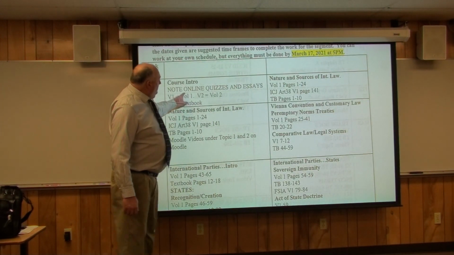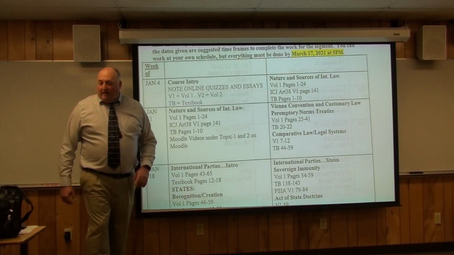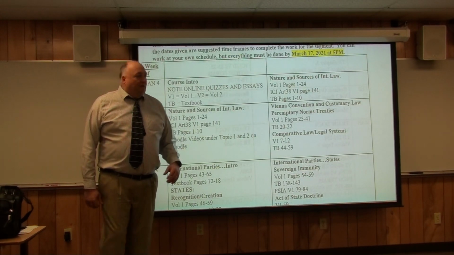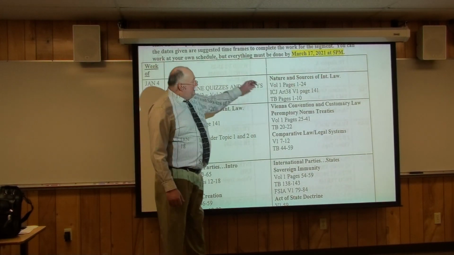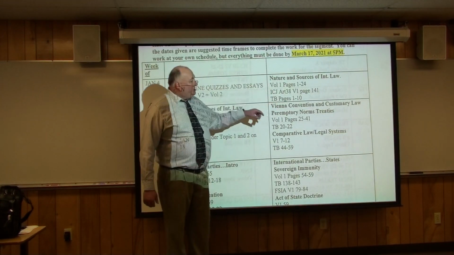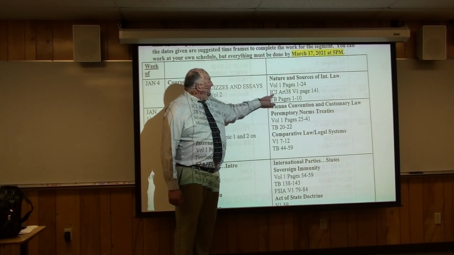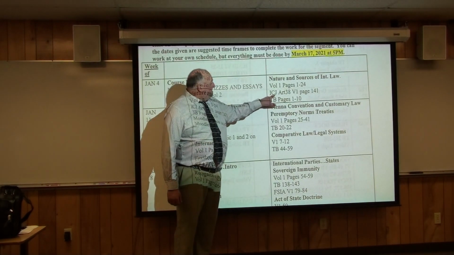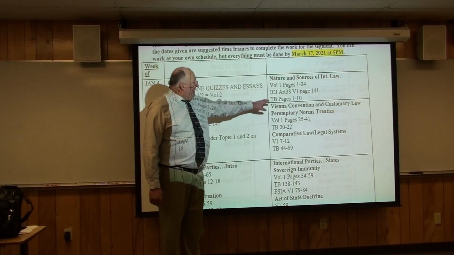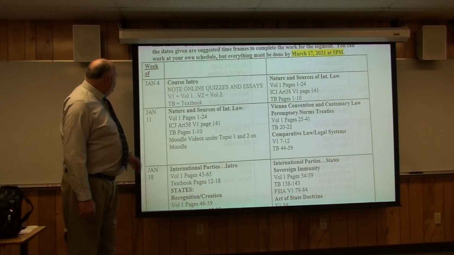When I talk about TB, that stands for the textbook, the International Law textbook for Ray August that we have. So here's how I broke it down. For the first few class sessions, Volume 1 reading pages 1 through 24, I want you to read the International Court of Justice Statute Article 38, which is on page 141, and then textbook pages 1 through 10, and on down the line.